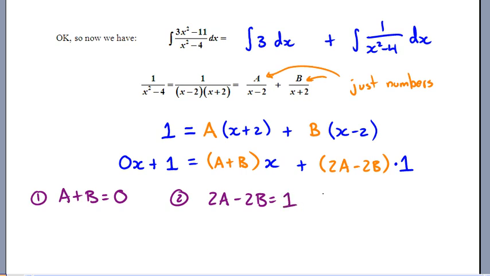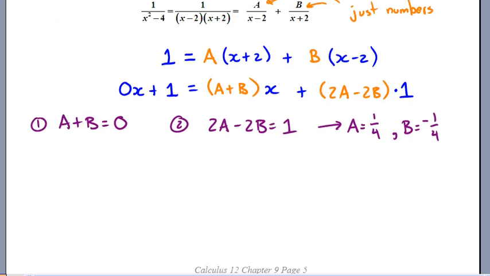And so you solve that system of equations. You use matrices, combination, substitution, whatever you want. And after you've solved, you'll find that the a needs to be 1/4 and the b needs to be negative 1/4. Okay, then we're ready to go.